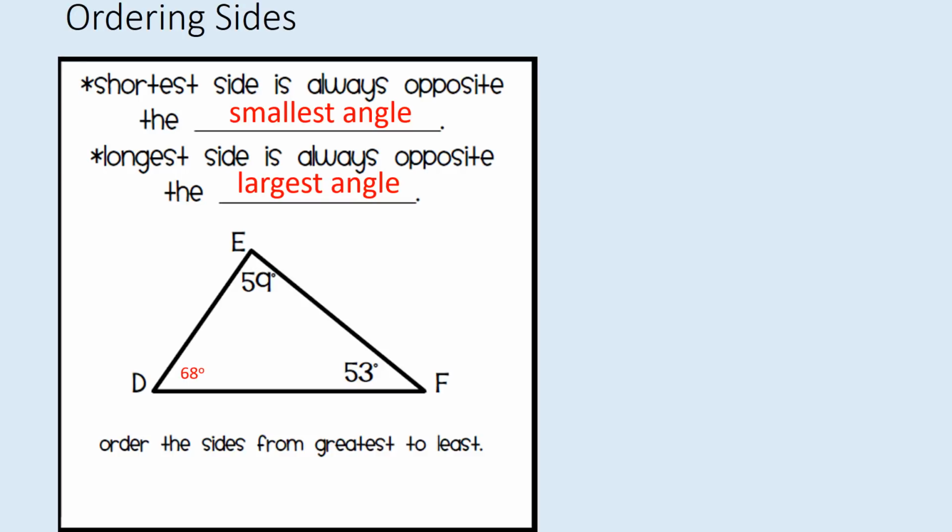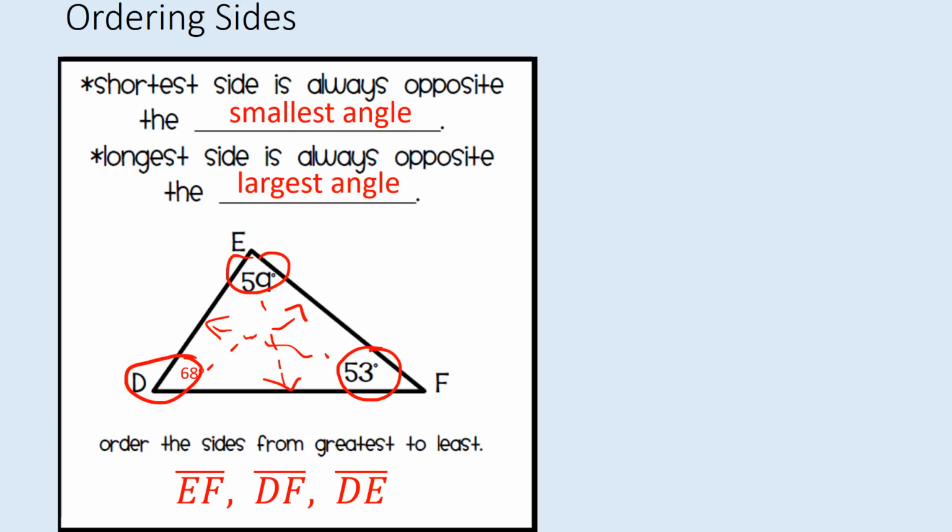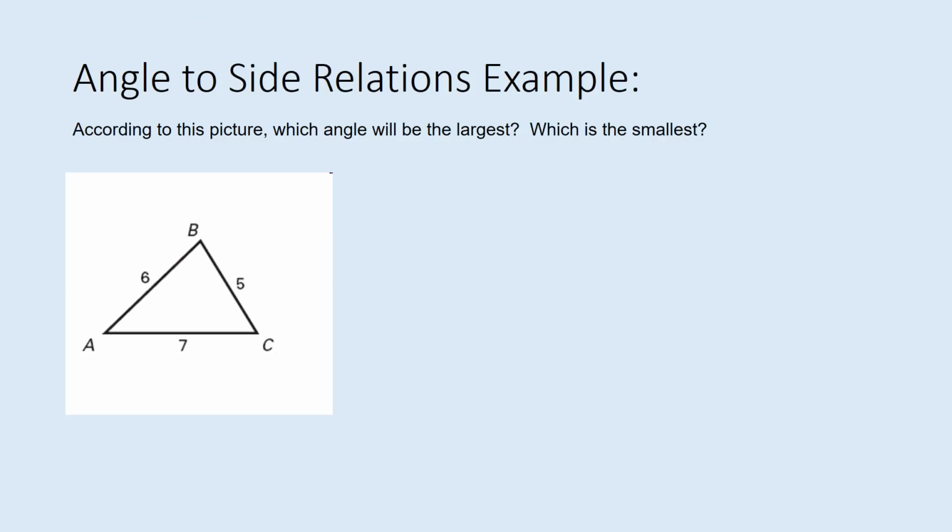So our largest angle is D, and the side across from that is EF. And then from there, we have angle E, and the side across from that is DF, and then our smallest angle is angle F, and the side across from that is DE. So if we order our sides, we should have side EF, then DF, and then DE. So that's ordering from greatest to least. Let's look at a couple more examples. If you want to write these down in your notebook, you can, but it's not necessary, just in case you wanted to see some more.